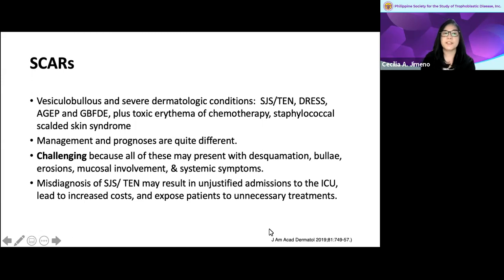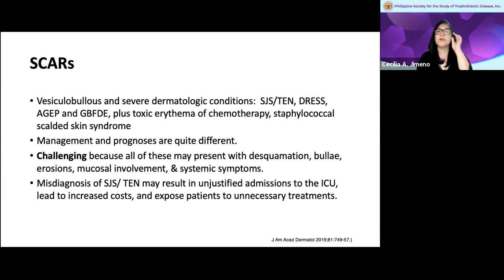unnecessary treatments. Now, SCARs are important because, as you know, the skin is a very important physical barrier. So with the sloughing off of the skin, you can introduce infections, and also there will be loss of fluids and electrolytes through the sloughed off or the exposed skin areas.